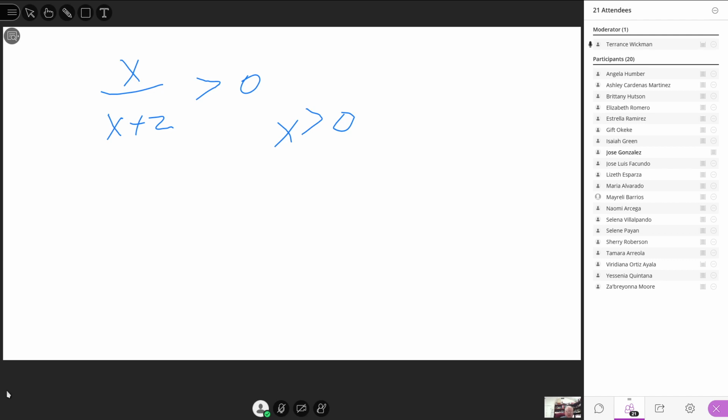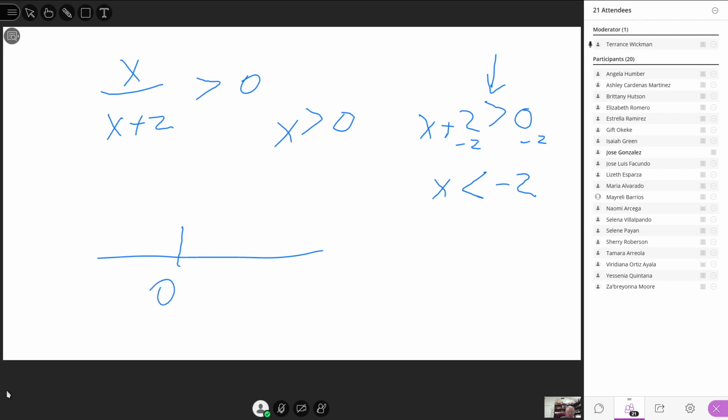Then we do the denominator. X plus 2 is greater than 0. When we subtract 2 from this side, we have to subtract it from the other side. So x is less than -2. So we know x is greater than 0. It's not equal to it, so it's a parenthesis like this, and goes on and on. And then x is less than -2. So this is -2, goes like this, and on and on. I get B for my answer.